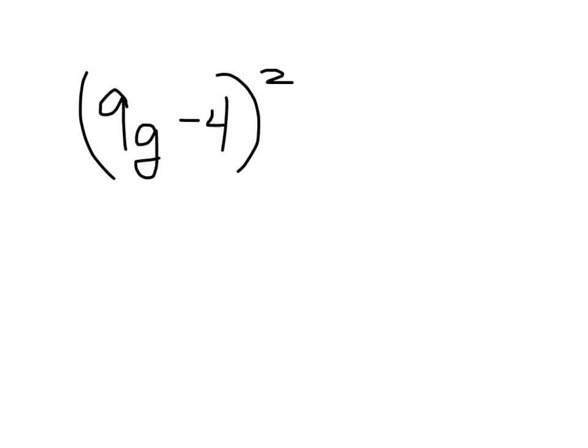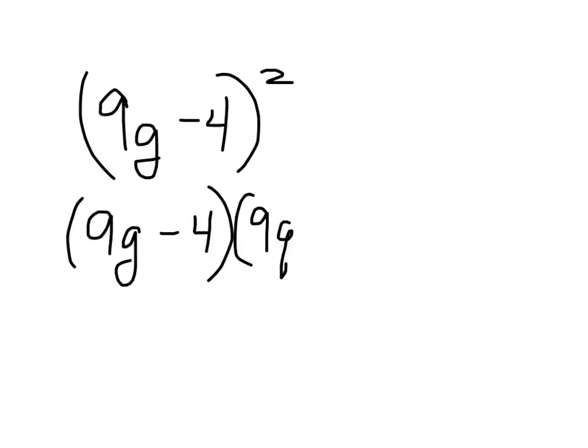Here's what you don't do. Do not square both things and say you're done. Do not say it's 81g squared plus 16. That's not the case. I FOIL it, but what do I do? 9g minus 4 times 9g minus 4? And then I FOIL it.